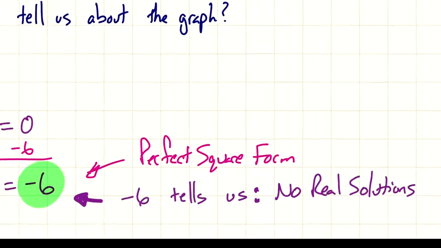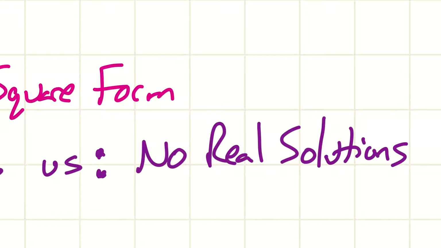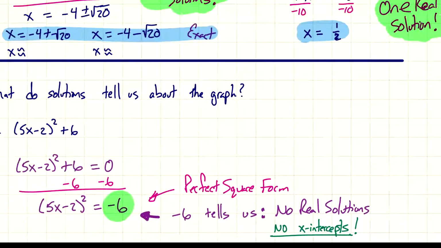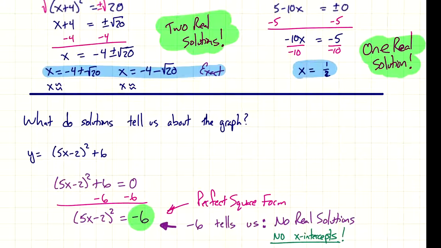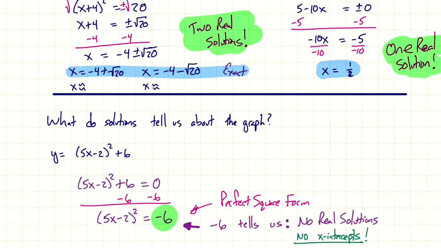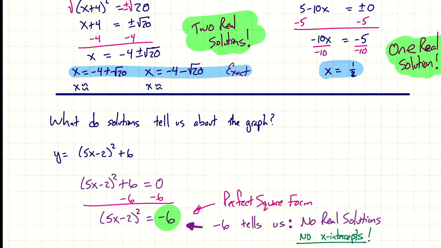And so what this really means for us is there's no x-intercepts. If there's no real solutions, there's going to be no x-intercepts. So now we know something about the graph. We didn't even put it in a graphing calculator. We didn't even really solve it. All we did was put it in perfect square form. We looked to see what that number was on the right of the equal sign, and right away we knew something about the graph. All right, so this is huge.